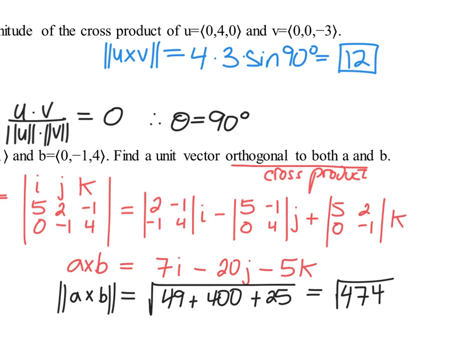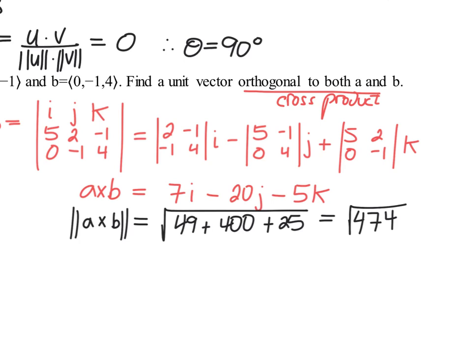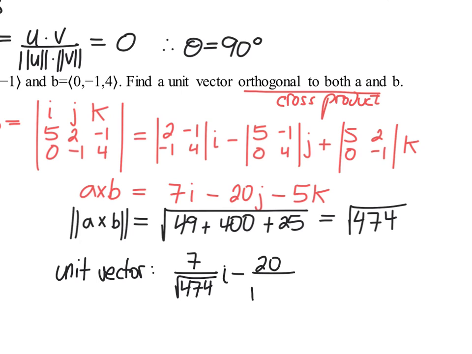474. All right, so we're looking at the unit vector is going to be 7 over the square root of 474 i, minus 20 over the square root of 474 j, minus 5 over the square root of 474 k.